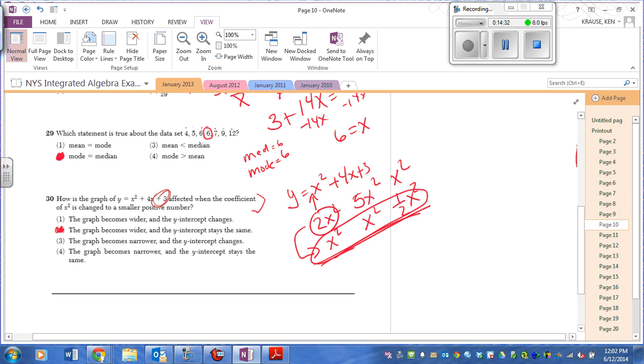So it's going to be choice 2. Remember, whenever the number gets higher, it gets steeper. When it gets lower, it gets wider.